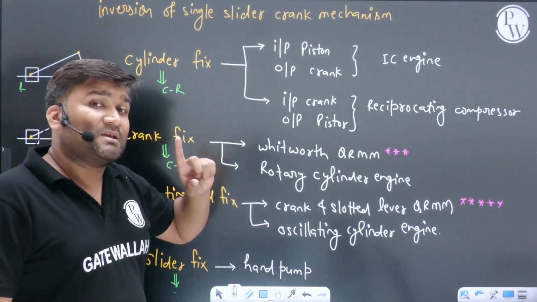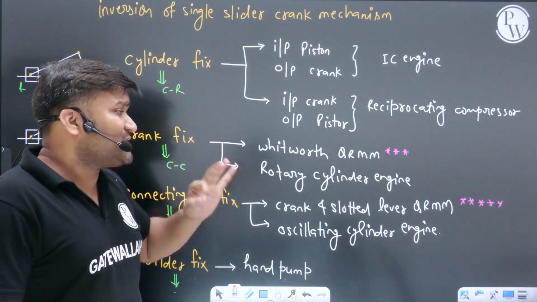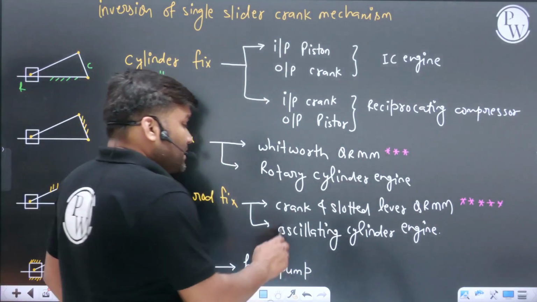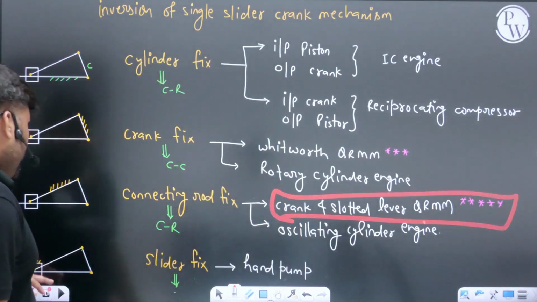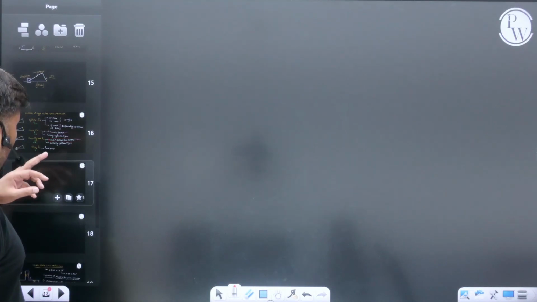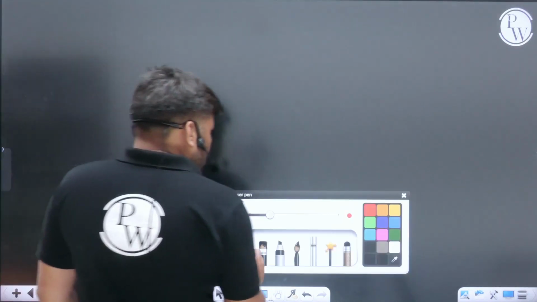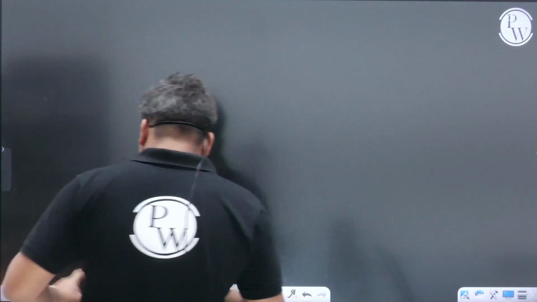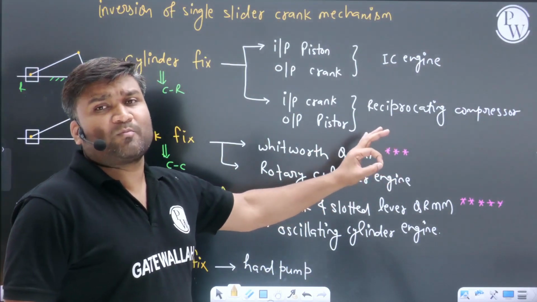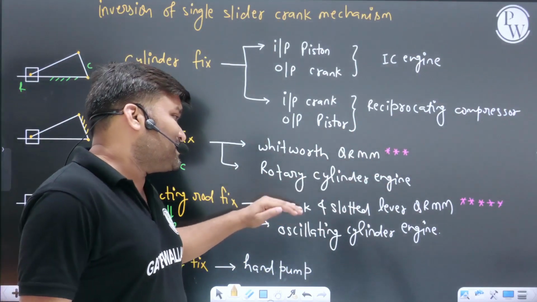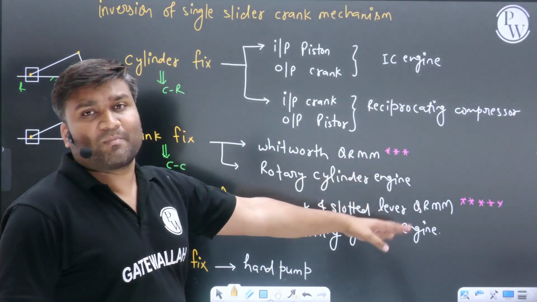But examination ke point of view se sabse zyada important is crank and slotted lever quick return motion mechanism. I will tell you how does it work and how questions can be asked here. Bahut dhyan se beta. What is fixed here? Only one thing I am going to discuss, where questions puchhe jaane ke chances bahut zyada hain. Only that thing I am going to discuss: crank and slotted lever quick return motion mechanism.